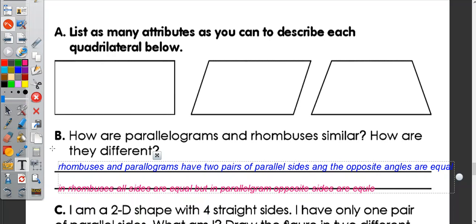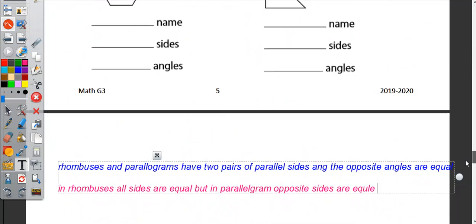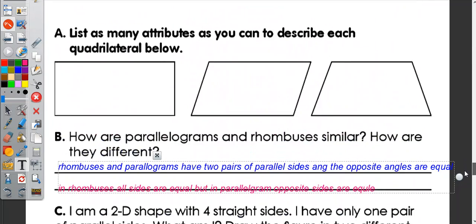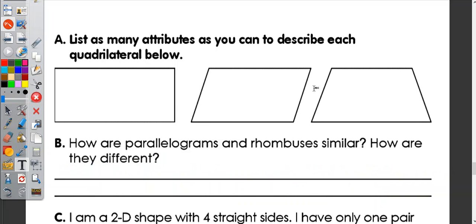Okay, so here we have this. Let me go to the question again. Here we go. Yes. So rhombuses and parallelograms have two pairs of parallel sides and the opposite angles are equal. However, in rhombuses all sides are equal, but in parallelograms only the opposite sides are equal. Go to question C now.